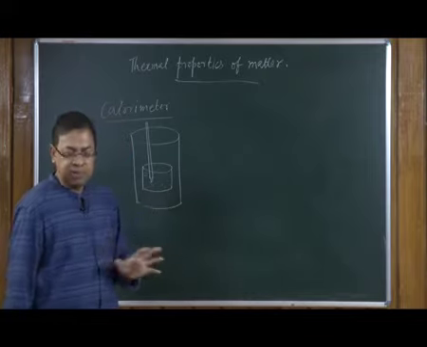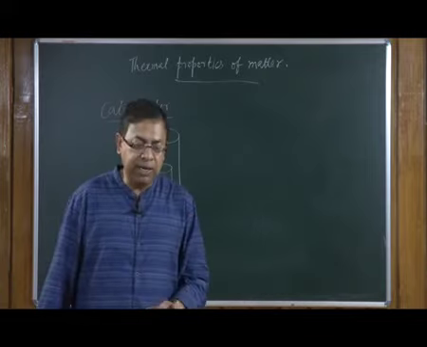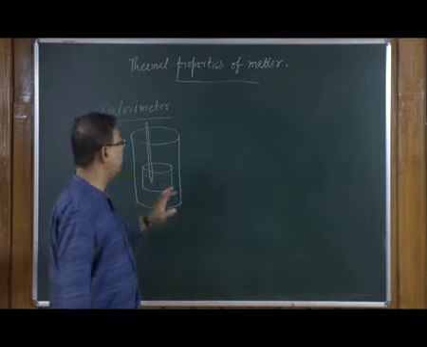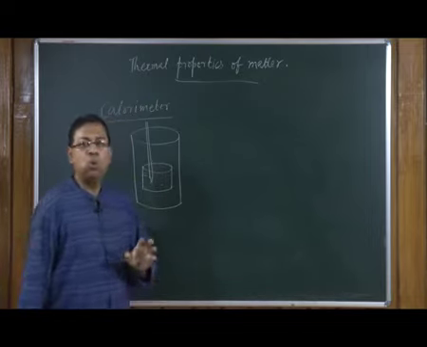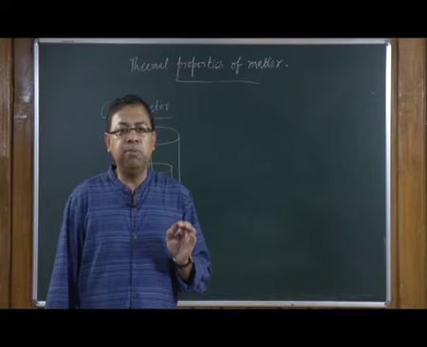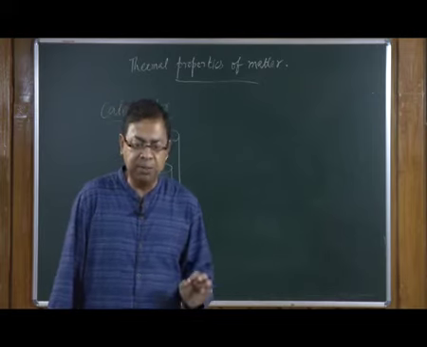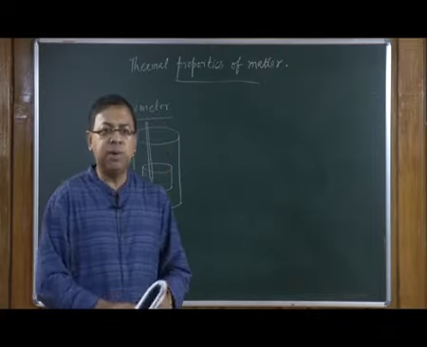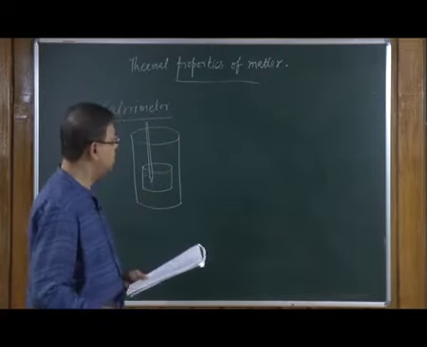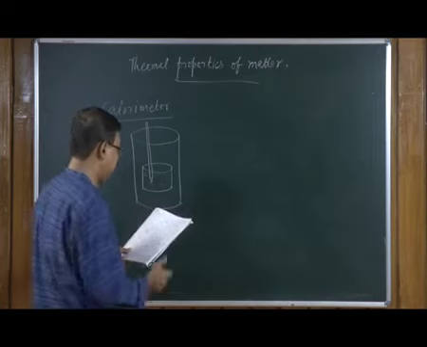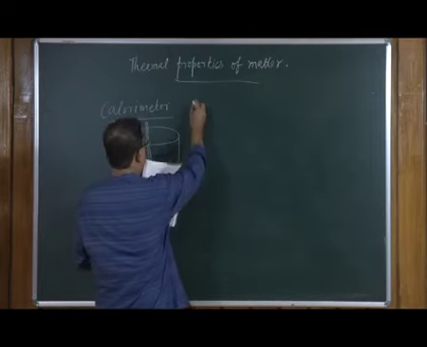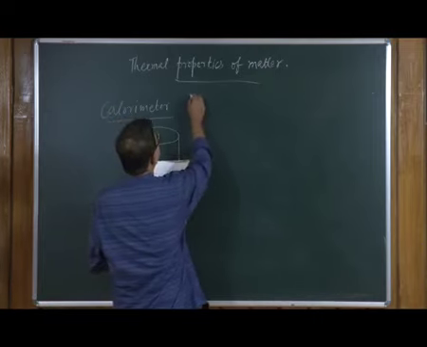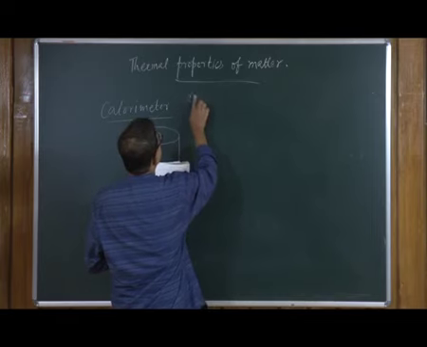So, this is by and large the apparatus, and let us see through an example how this apparatus can measure the specific heat capacity of an unknown substance. So, let us do this by a numerical example. So, we will write down the problem. So, it is an example problem.